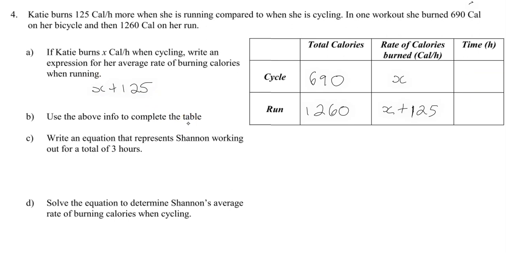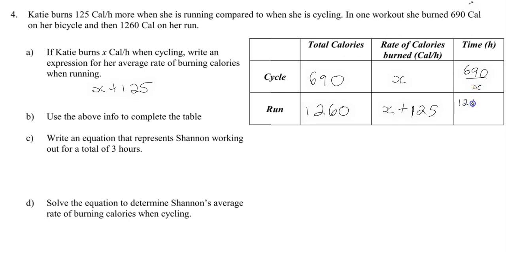Use the information to complete the table. So time. So how much time? What I like to do is just put in numbers. If she was burning 690 calories per hour, then it would take 1 hour, right? What if she was burning half of that? Half of that's 345. If I put a 345 in there for the rate, then half of it means it's going to take 2 hours, right? So it'll be 690 divided by 345, or the time expression is 690 divided by X.